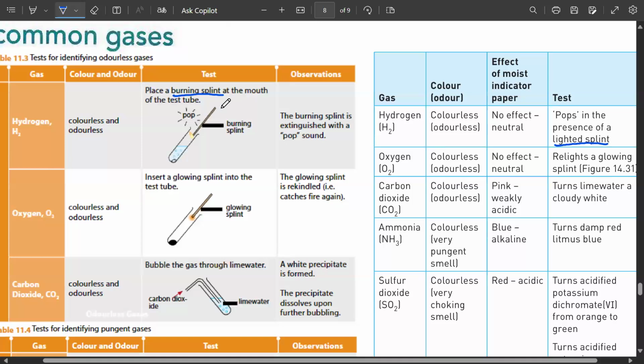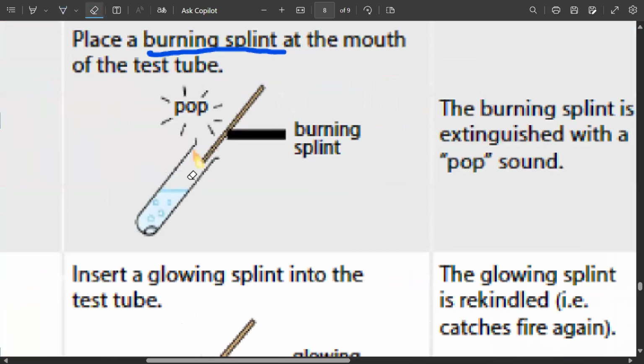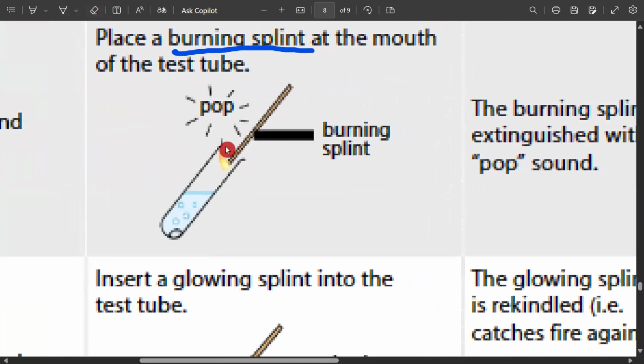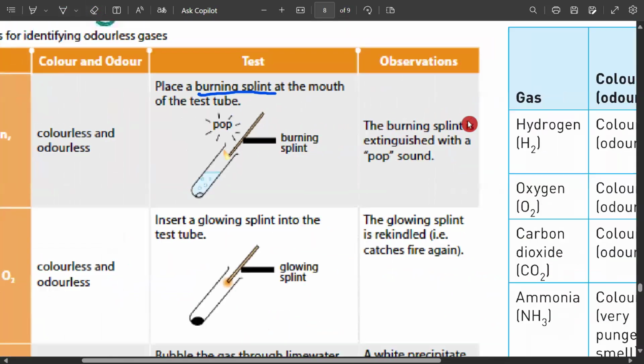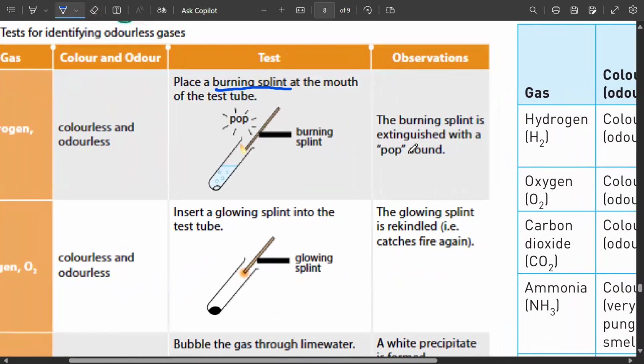Either say the word burning splint or the lighted splint. Now, how does a splint look like? This is a stick, a wooden stick. This is the splint, and you can see here closely that it is lighted, and when it comes near to the mouth of the test tube containing the hydrogen gas, then it will extinguish the flame. You can see the burning splint is extinguished with a pop sound. So a considerable pop sound is heard whenever we have a splint near the mouth of the test tube containing the hydrogen gas.